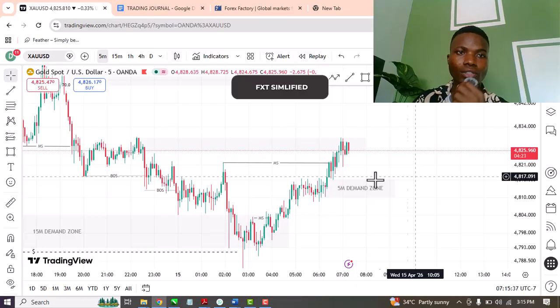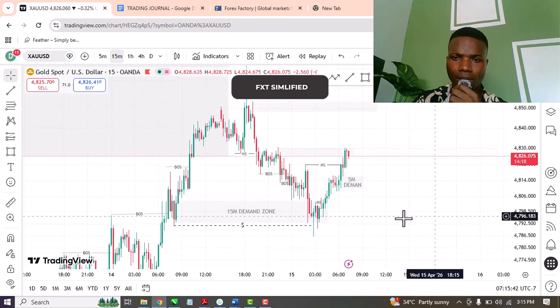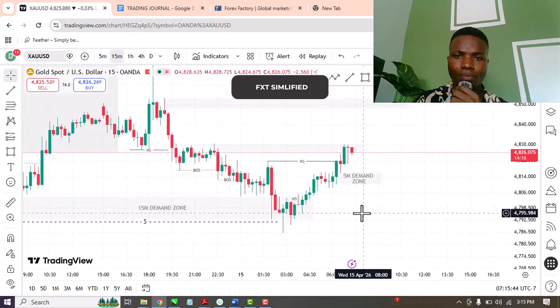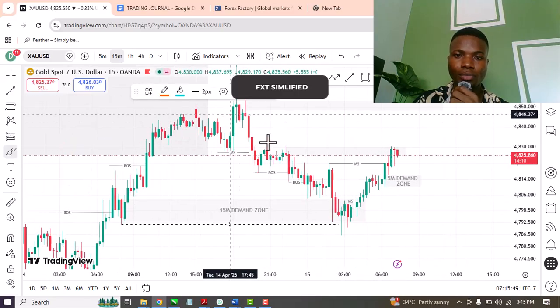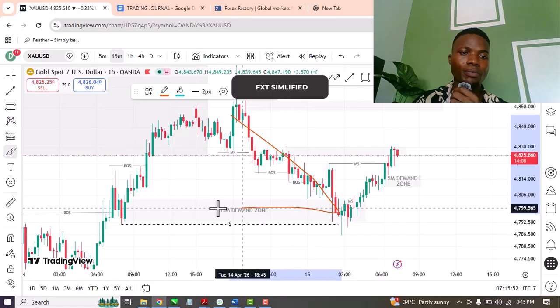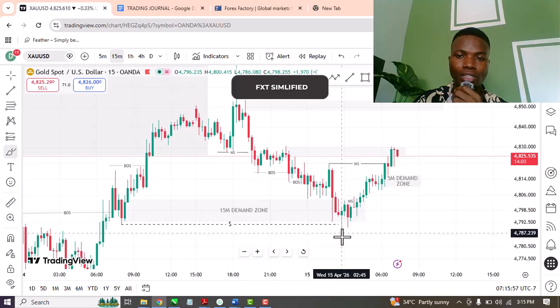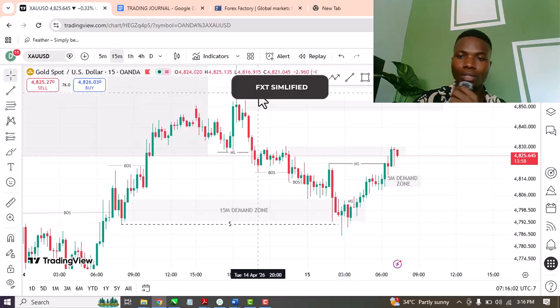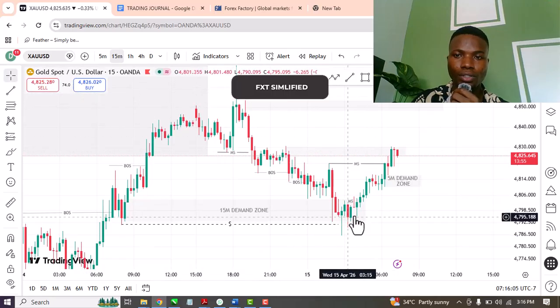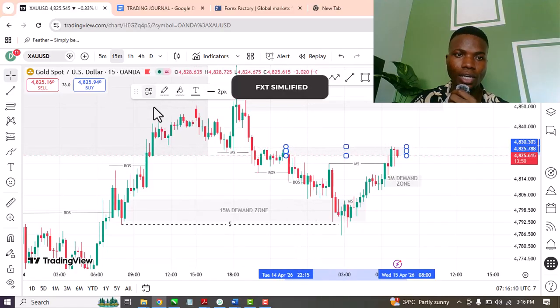Okay, so this is gold at 5 minutes. I want to let you know what price is doing right now. You can see a bearish movement to the downside, which means price respected this demand zone, right? Then we can see that price has already swept liquidity. Since price has swept liquidity below there, price has moved all the way to this 15-minute supply zone.